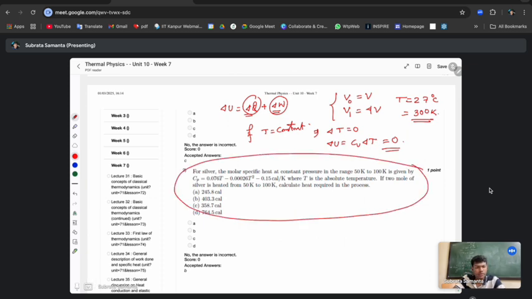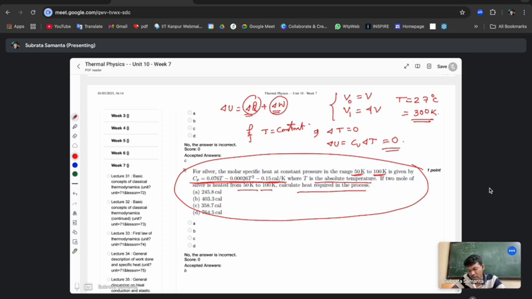In the next question, for silver, the molar specific heat at constant pressure in the range 50 Kelvin to 100 Kelvin is given by this, where T is the absolute temperature. If 2 mole of silver is heated from 50 Kelvin to 100 Kelvin, calculate the heat required in this process.